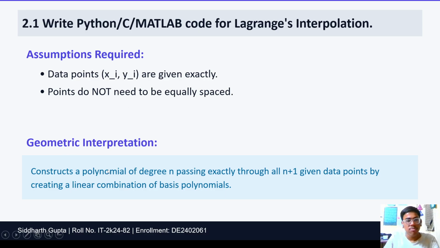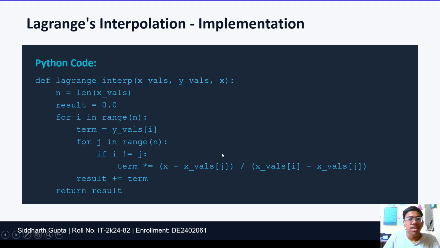Now, the geometrical interpretation will be a polynomial of degree n passing through all n plus 1 given data points by creating a linear combination of basic polynomials. Now, for the Lagrange interpolation Python code, we will take the inputs x values and y values that a user will give, and x is the interpolated value.